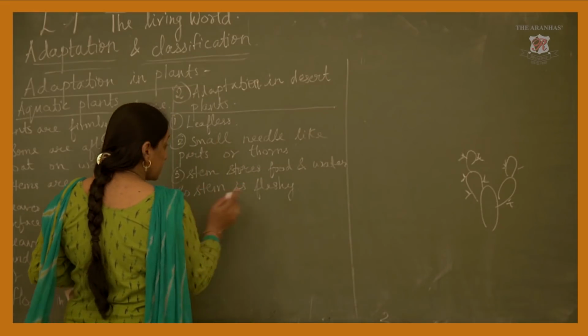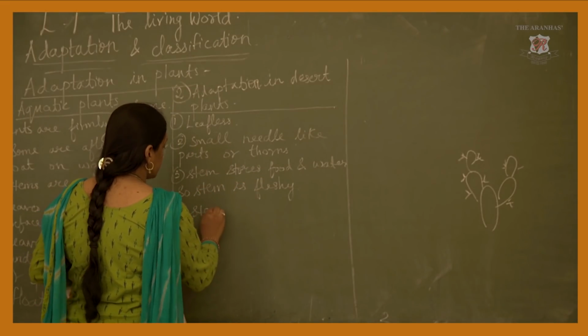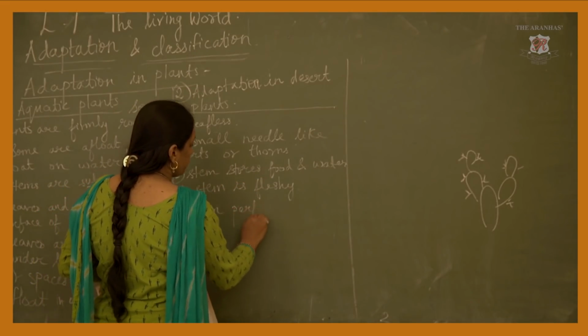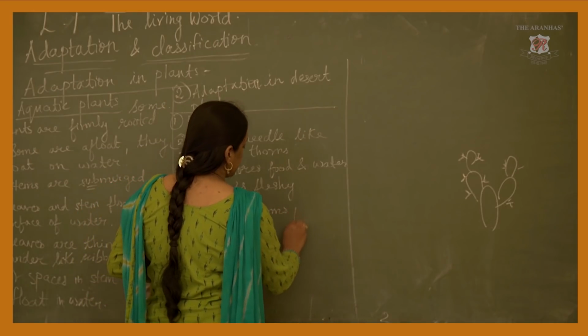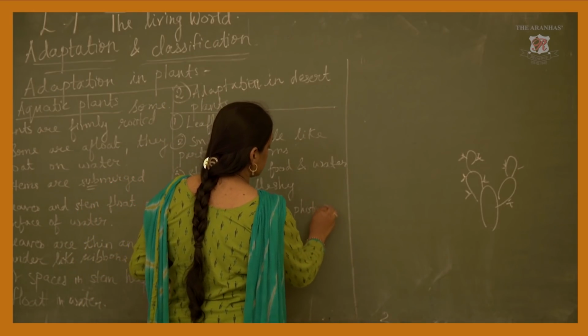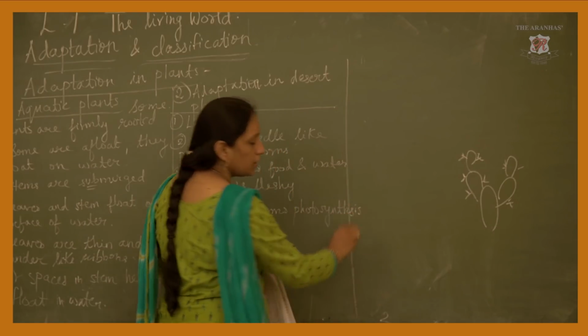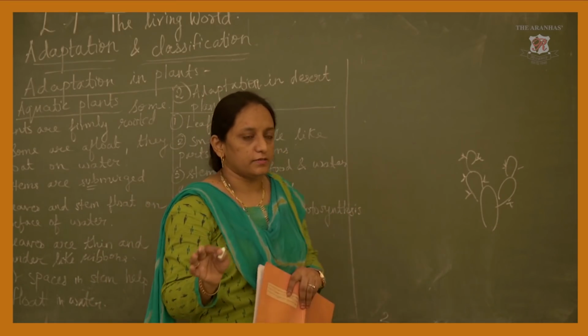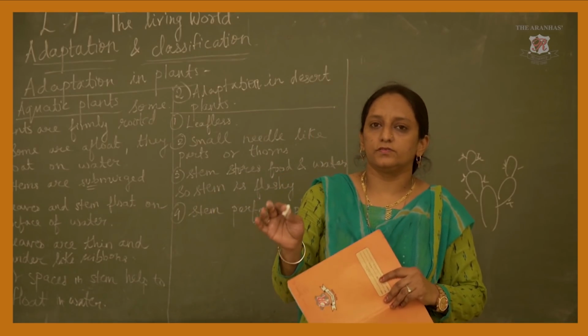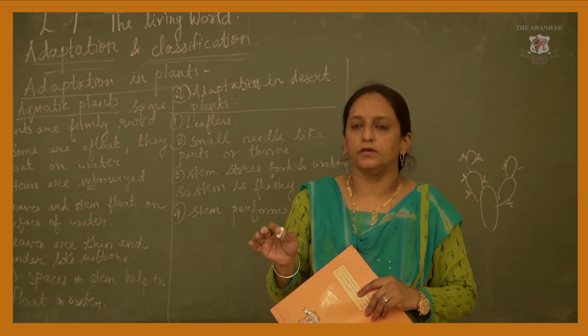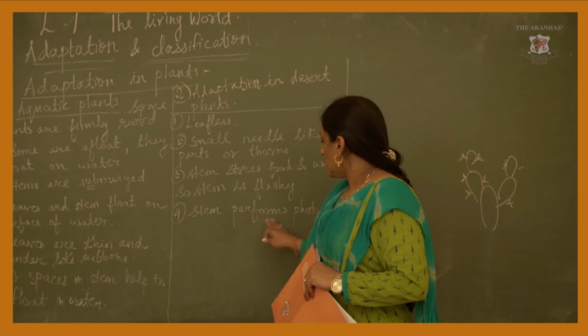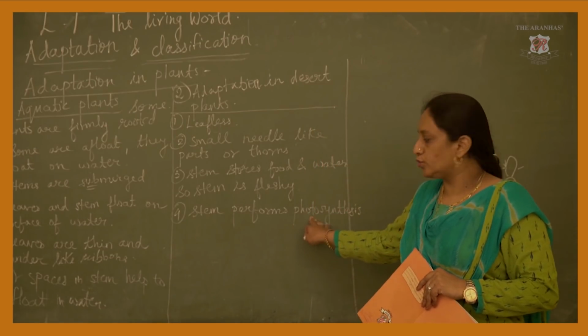So but they have to perform photosynthesis. So the stem only performs it. This is the main point of desert plants. The stem performs photosynthesis. Now what is photosynthesis? Photosynthesis is the process of preparation of food in plants. It is done in the presence of sunlight, carbon dioxide and nutrients from the soil. Photosynthesis means preparation of food in plants.